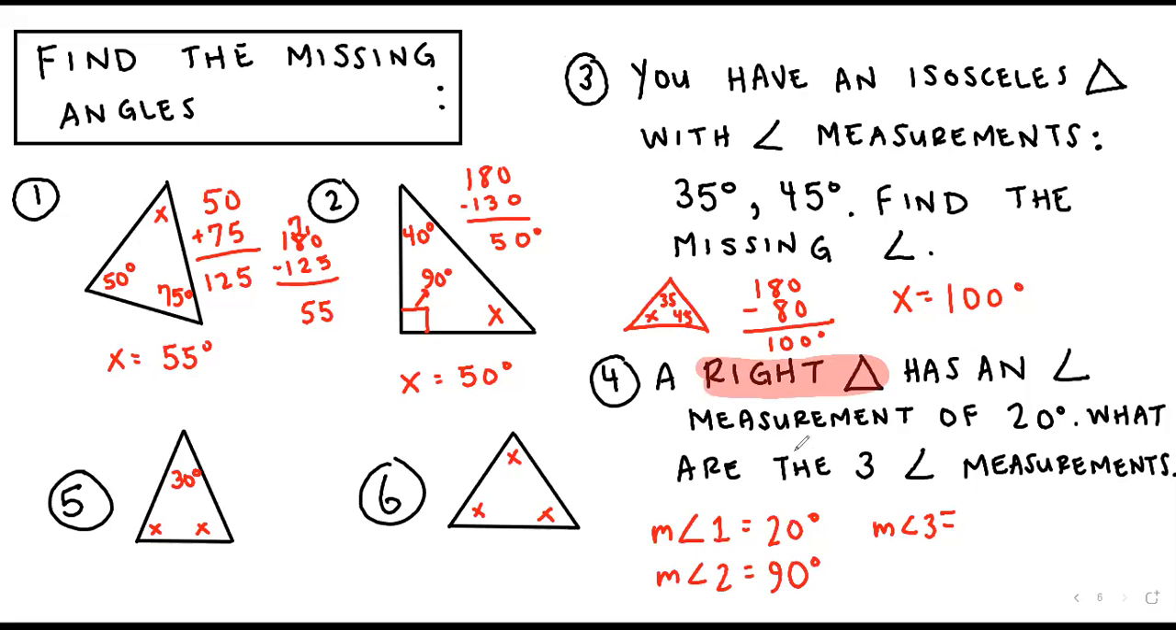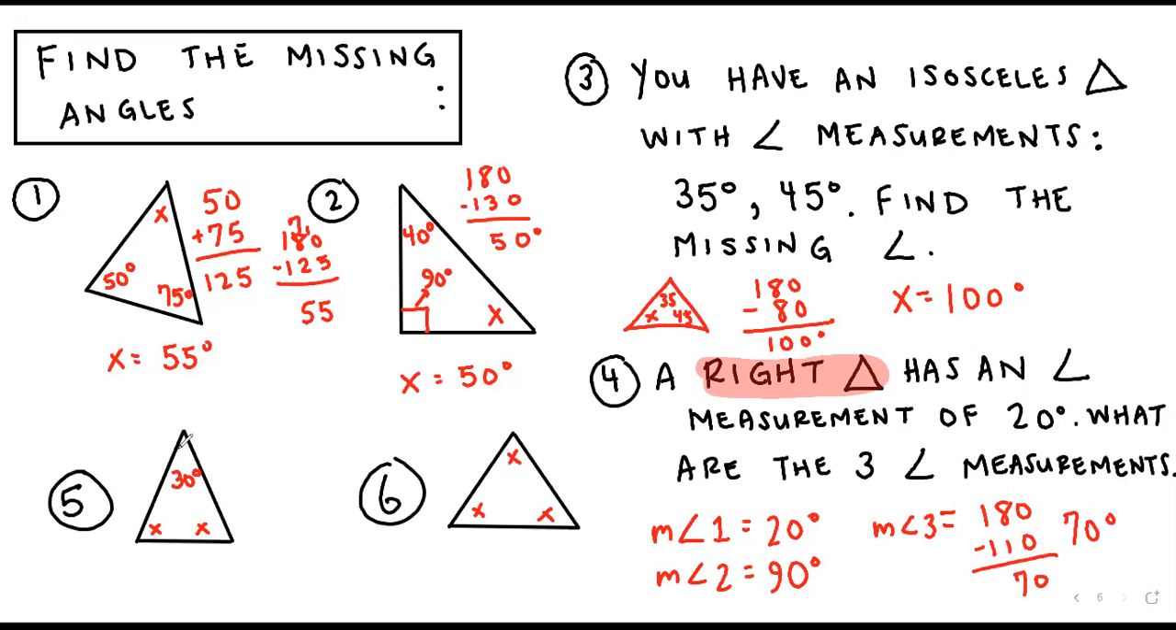So that's why I'm saying sometimes it seems complicated. If you draw yourself a picture, it'll help you realize that one of them has to be 90 degrees. So 20 plus 90 gives us 110. So all you would do is 180 minus 110, and that would give you 70. So the other measurement has to be 70 degrees.